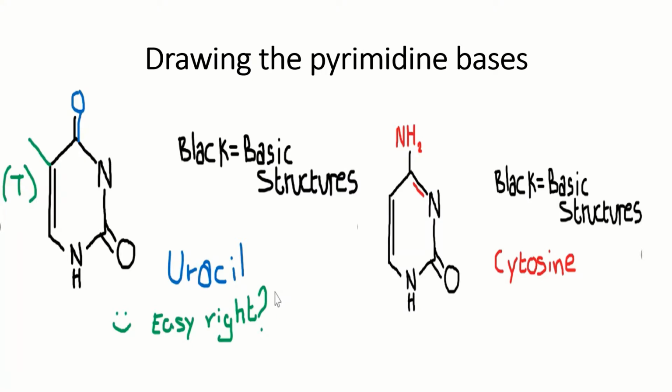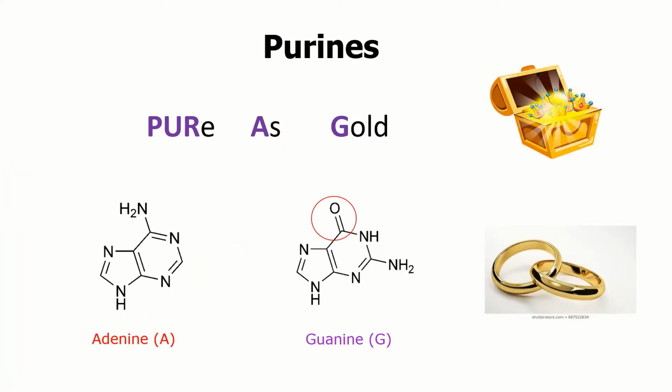So moving on to purines now, and the mnemonic to remember here is pure as gold, where PUR means purines, and the A is adenine and G is guanine. So guanine isn't hard to remember because G is the closest letter to O compared to A, and hence it has a double oxygen, and that should suffice to distinguish between the two, because adenine doesn't have an oxygen bond anywhere and guanine does. And to remember that it's G is the closest letter to O compared to adenine.